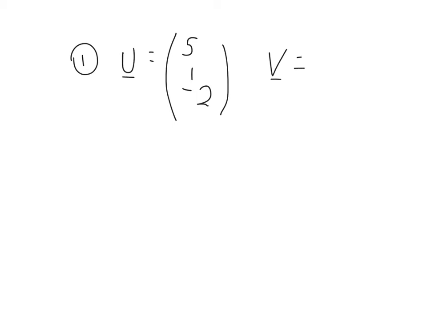Section 22, we're going to look at adding and subtracting vectors in 2 or 3 dimensions using their components. So example 1, let's say we've got a vector u with components 5, 1, minus 2, and a vector v which has got components 2, minus 3, minus 1. We're going to look at finding u plus v.